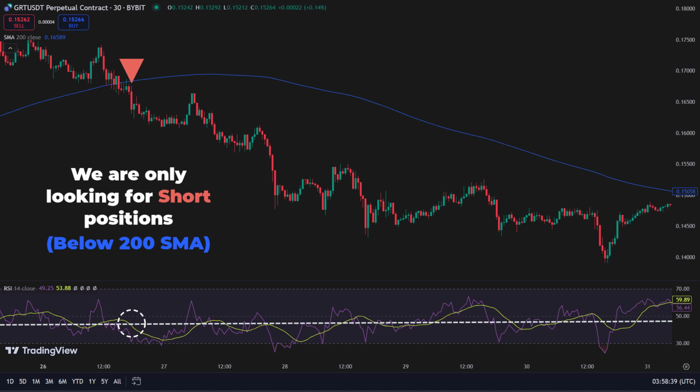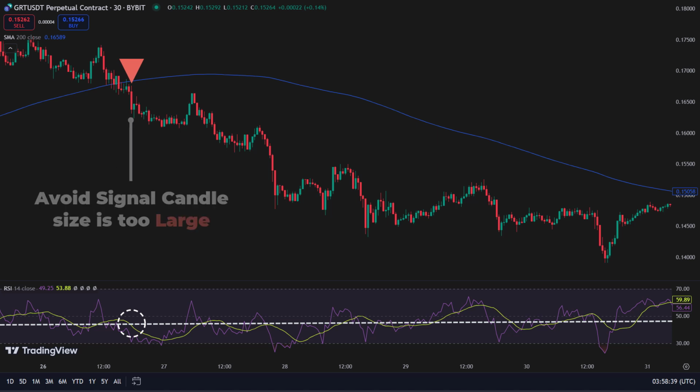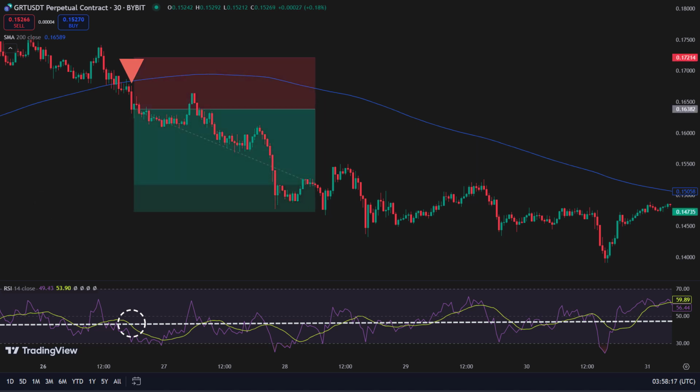The third condition is our risk filter. We avoid trades when the candle size is too large, making sure we don't enter after a big move has already happened. When these three conditions are met, we enter a short position. To manage risk in both long and short trades, we'll set a stop loss using the ATR indicator and target a take profit with a 2-to-1 risk-to-reward ratio. As you can see, this is another successful trade.